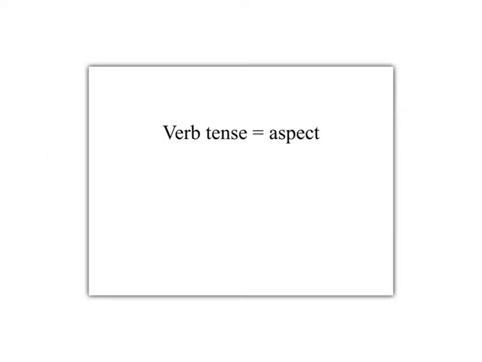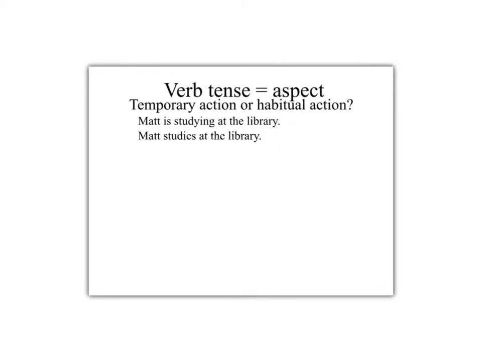In addition to showing the time that a verb expresses, verb tense also can show the aspect. Aspect can refer to temporary action or habitual action. So, for example, Matt is studying at the library is temporary versus Matt studies at the library is habitual. That's what he usually does. So that aspect is showing whether it's temporary or habitual.